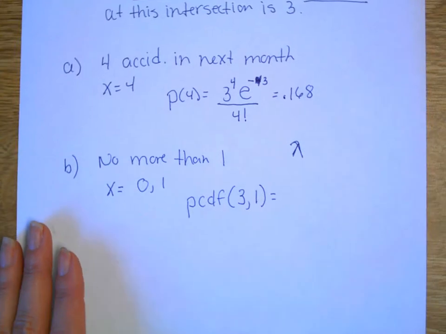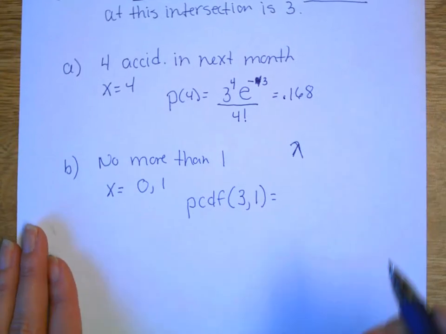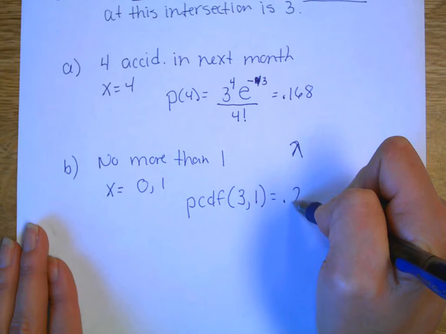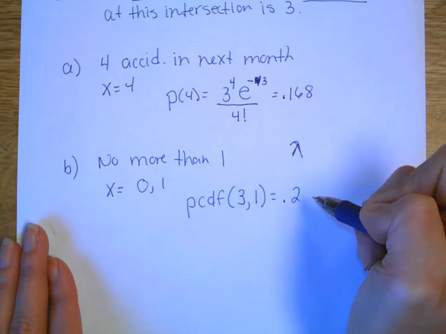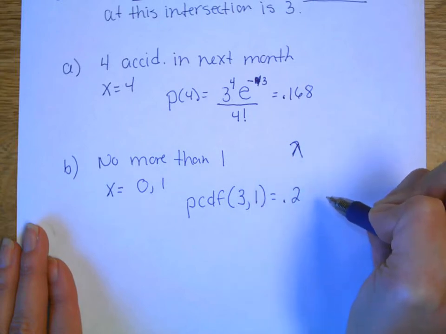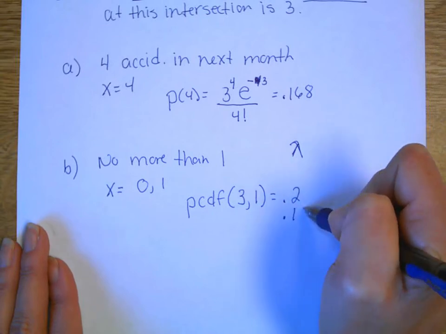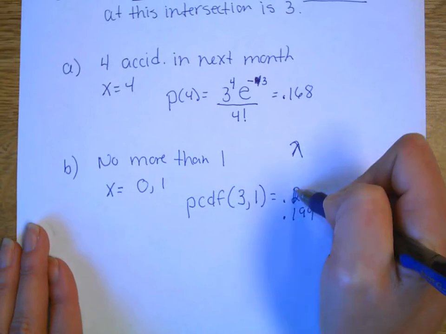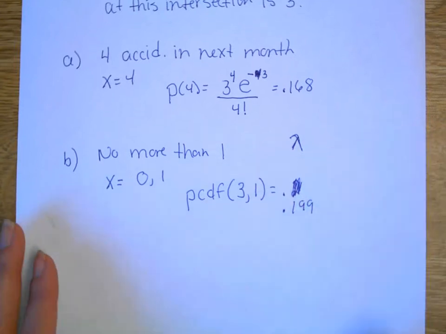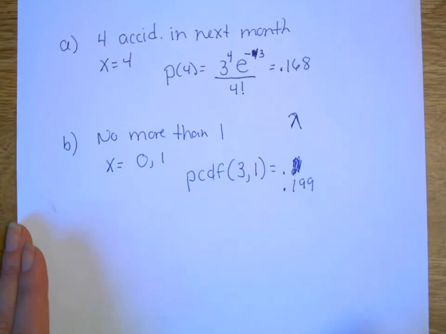Actually, it's 0.1991, but I rounded. What'd you get? 0.22. But I rounded. Oh, it's 199? Yeah, 0.1991. I like that better, 3 places. They usually go 3 places on most of those answers.